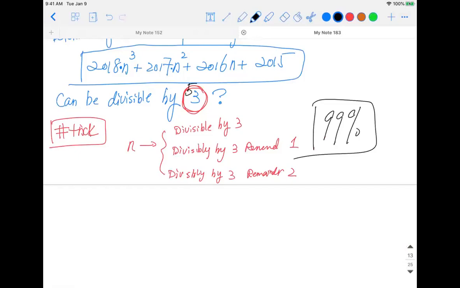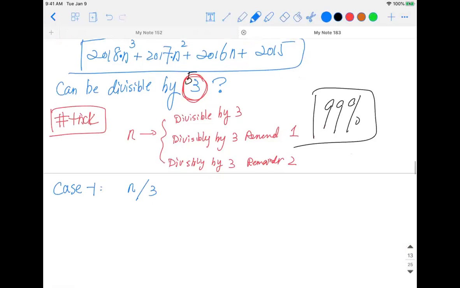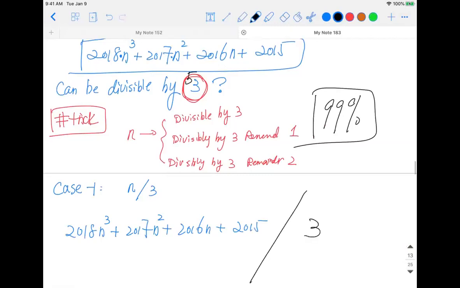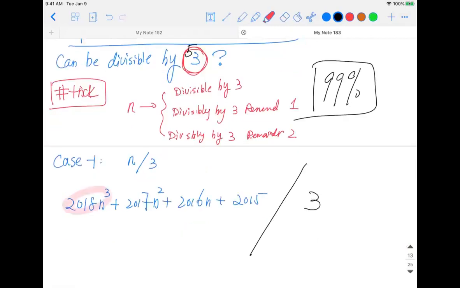Okay, if that's the case, let's have a quick look to see how we're going to do this. This is the way how you do the casework. Case number 1, n is divisible by 3. If n is divisible by 3, I'm looking at this. The question asks you what's the remainder if this guy is divided by 3, right? If n is divisible by 3, this part will be divisible, divisible, divisible. I just have to figure out what is 2015 divided by 3. What is the remainder, right? That part is fairly straightforward. The remainder will be 2.